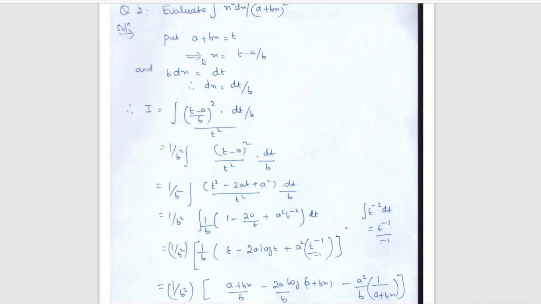Now differentiate this with respect to x. So what will you be getting? This one, a plus bx equals t. Differentiate this with respect to x. So b is a constant. Differentiation of x is dx, and differentiation of t is dt.